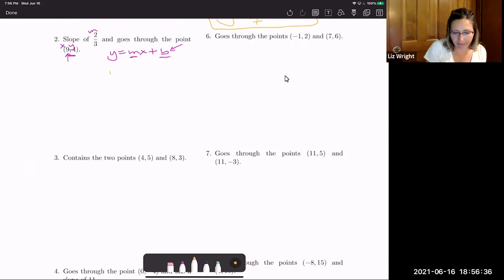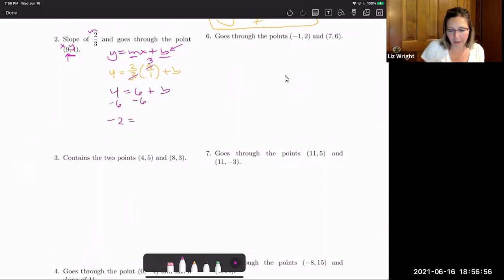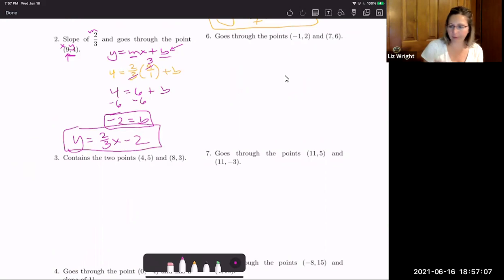So I'm going to say 4 equals 2/3 times 9/1 plus b. And then that's going to be 18/3, or you can simplify here. And we're going to get 4 equals 6 plus b. Subtract the 6 from both sides. And we're going to get -2 equals b. So then my final answer is going to be y equals 2/3 x minus 2 for that one.